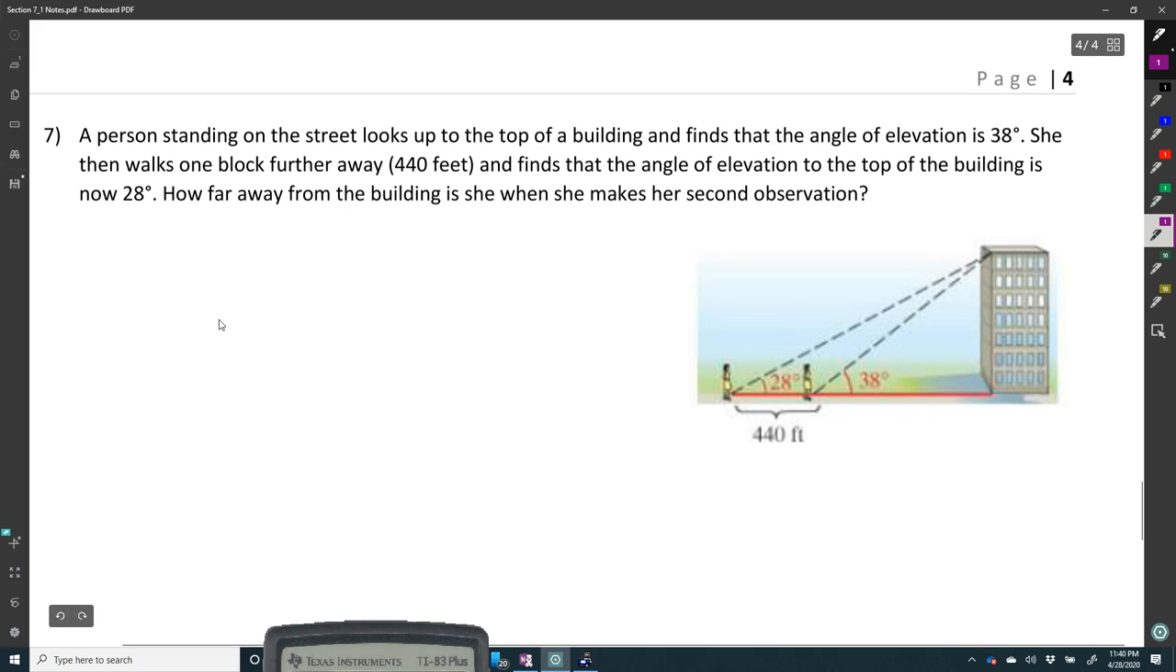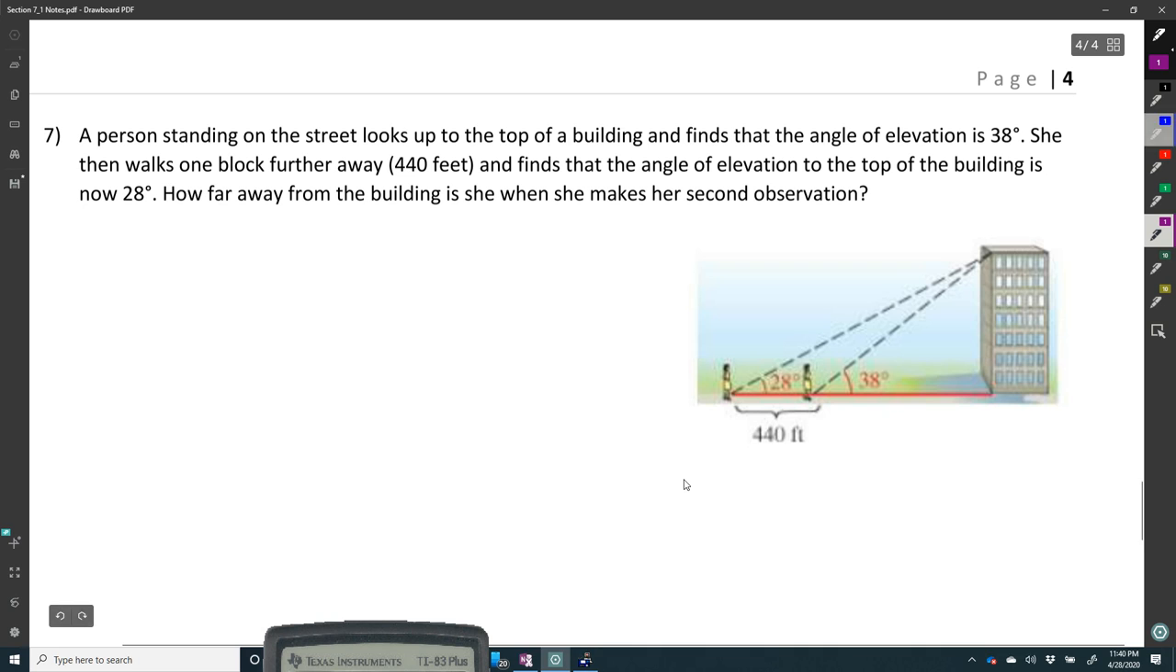A person standing on the street looks up to the top of a building and finds that the angle of elevation is 38 degrees. There she is. She then walks a block away, and she finds that the angle of elevation is now 28 degrees. Okay, so she walks away, and now the angle of elevation gets smaller. How far away from the building is she when she made her second observation?